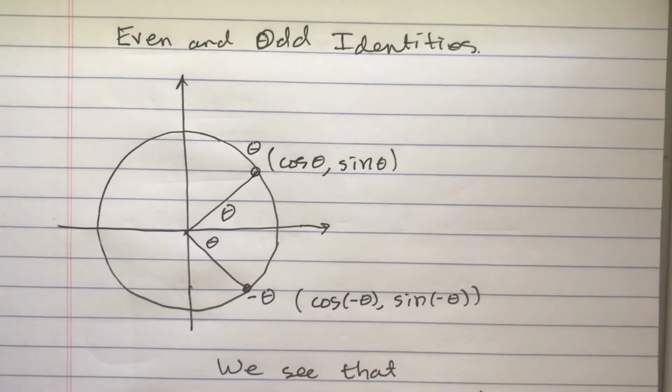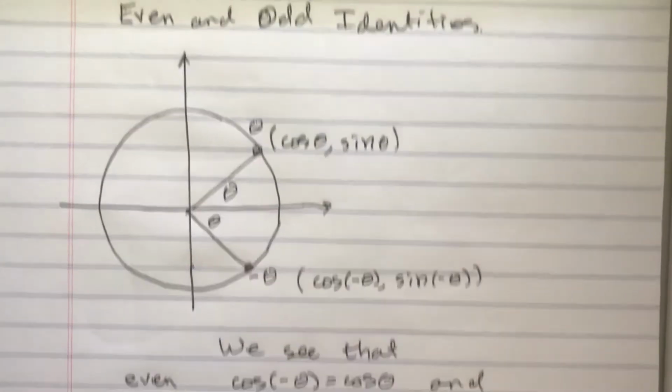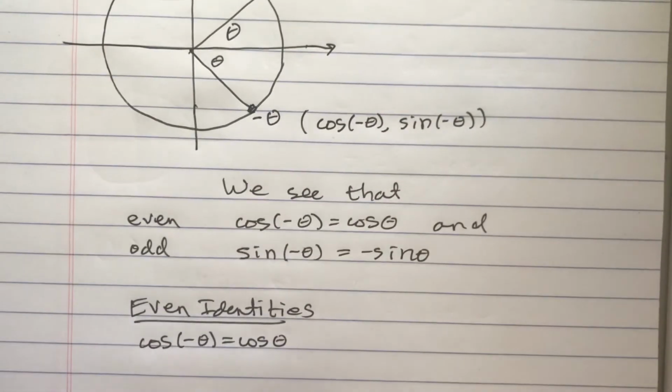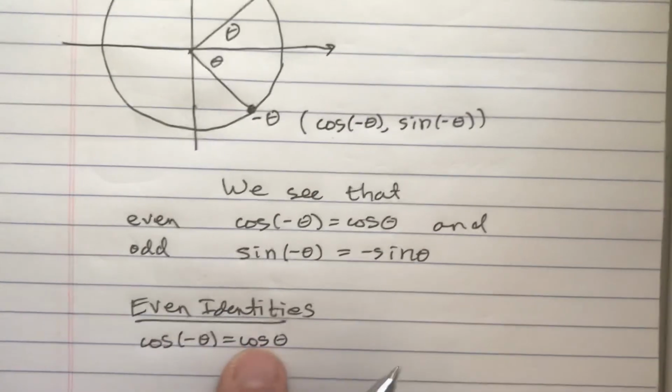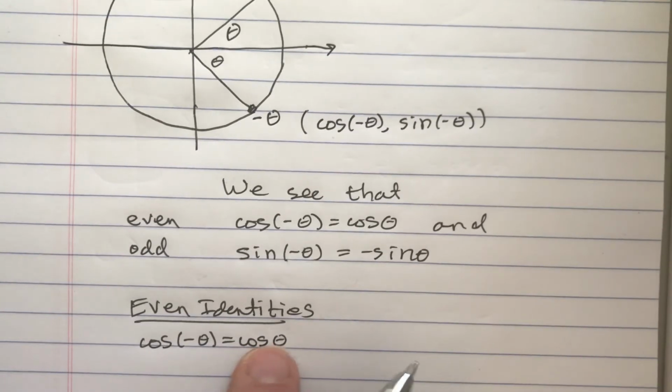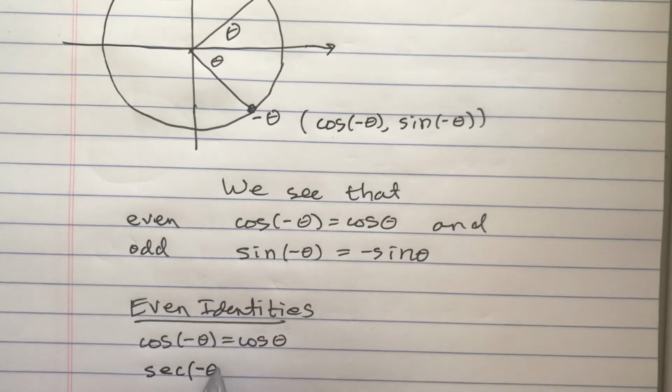So the even identities are that cosine negative theta is equal to cosine theta. That's an even function. Because an even function means when you put in the negative of the input, it's the same thing as putting in just the regular input without that negative. If you take the reciprocal, it shouldn't change anything, and the reciprocal is secant.